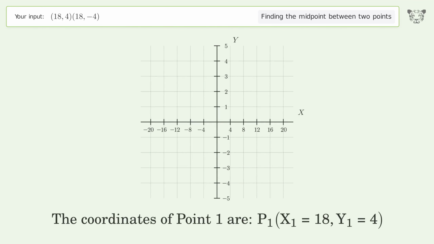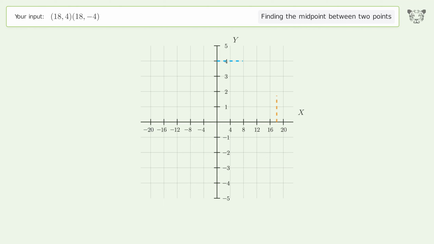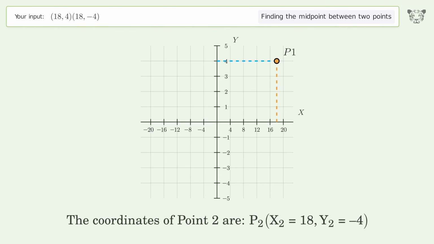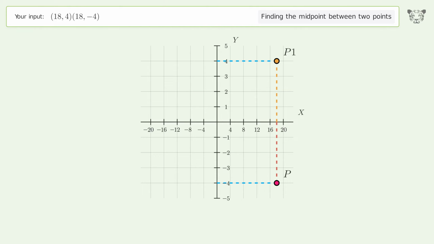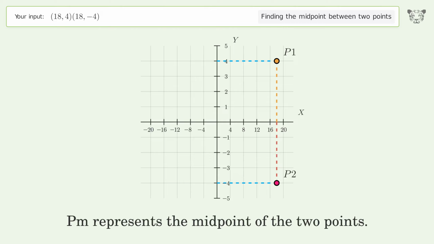The coordinates of point 1 are x1 equals 18, y1 equals 4. The coordinates of point 2 are x2 equals 18, y2 equals -4. PM represents the midpoint of the 2 points.